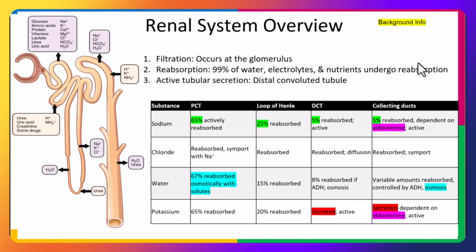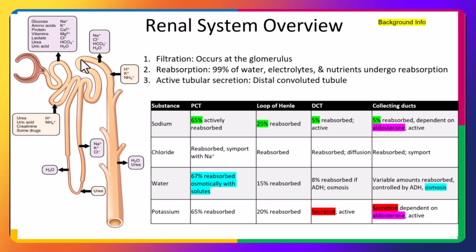All right, another background slide looking at renal system overview. So what's happening at the level of the nephron. Remember the three main steps of urine formation starts with glomerular filtration here, reabsorption, primarily through here, but also at other areas, and then active tubular secretion.